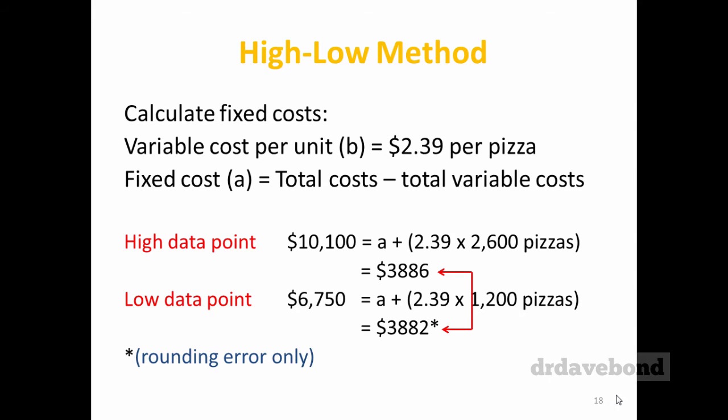To get the variable cost, to get the fixed cost, you can do it for both the high and low, or you could just do one, because it's going to work out the same or very, very close if there's rounding. We can do this because total cost equals total fixed cost plus total variable cost. If we pick the high method, we have total cost of 10,100 equals total fixed cost, that's what we're trying to find, plus 2.39 times 2,600.